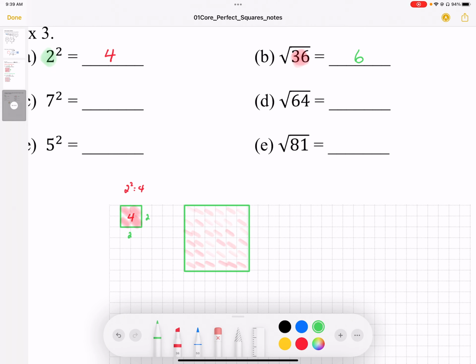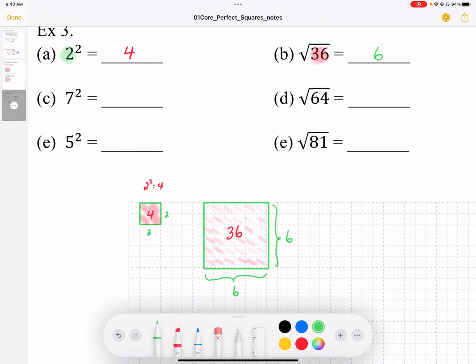And then the answer to that is going to be, so I've got 36 squares in there. The answer to that is going to be the edge length of 6. So there's 6 along the edge. So square rooting finds that edge length.